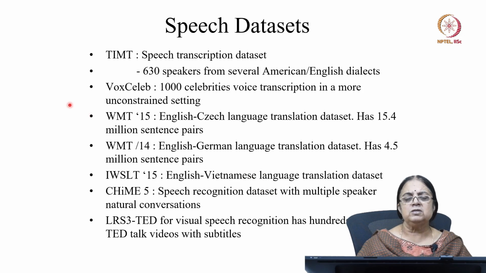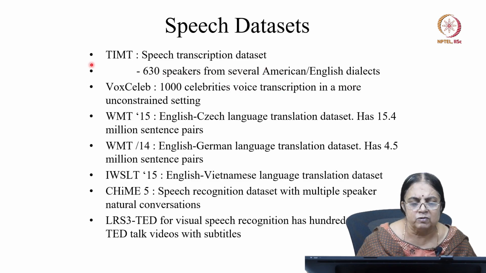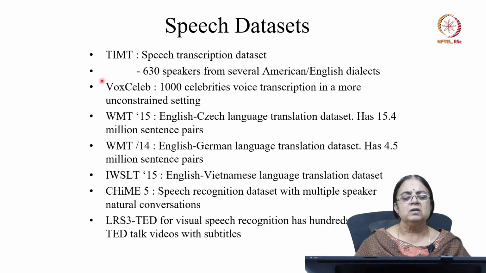Next we come to the speech data sets. So you have the TIMIT, a speech transcription data set. You have 630 speakers with American English dialects, which you could use for transcription. Then you have VoxCeleb, which consists of 1000 celebrities' voice recordings. What you do is you try to find out whose speech it is.